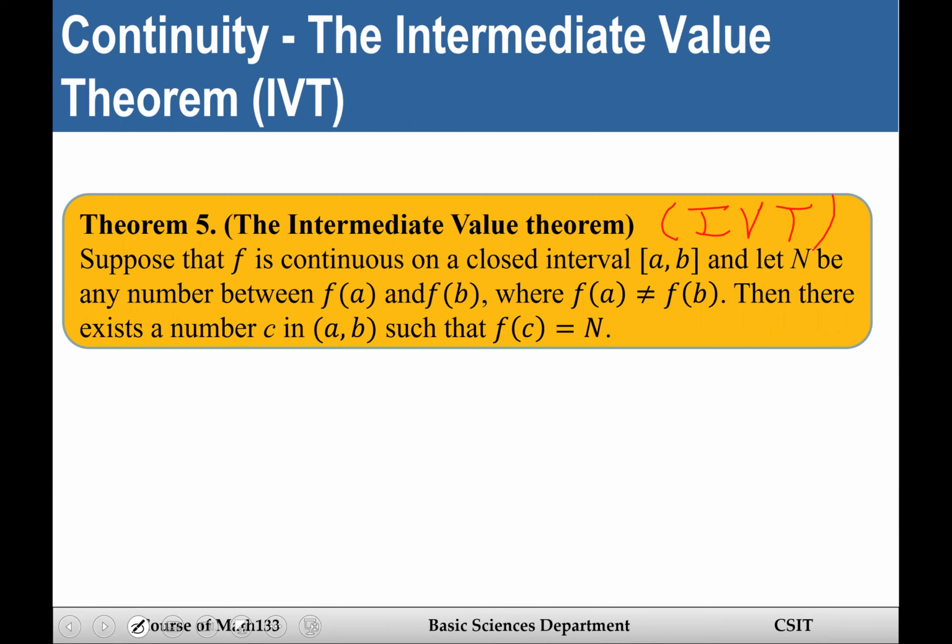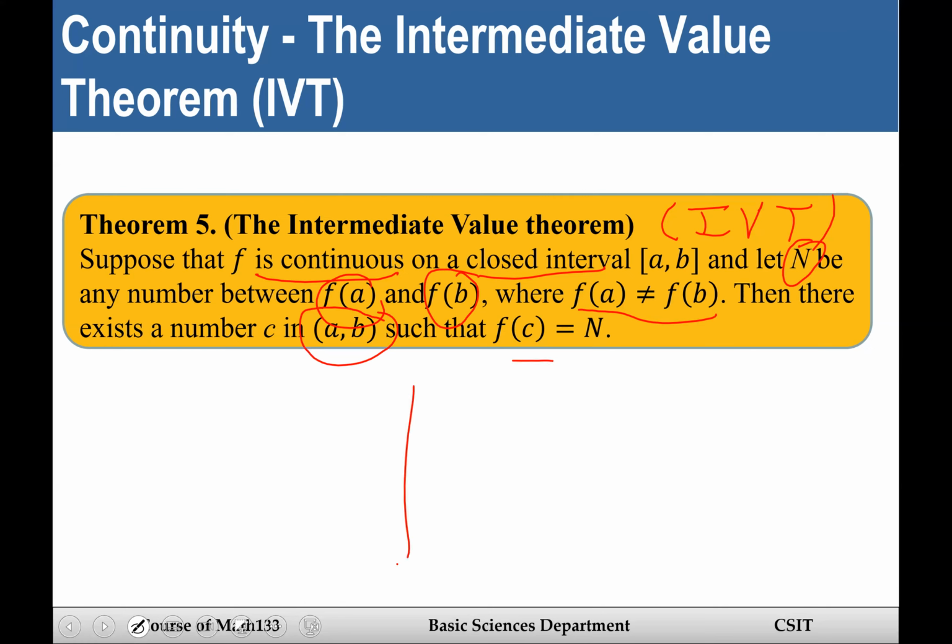The IVT says that if you have a continuous function on a closed interval [a, b], and we take a number n between the two values f of a and f of b. We don't know which one is bigger from the numbers f of a and f of b, so it's a comparison. The most important thing is that the number n is between them, whichever one is bigger. The most important thing is that they don't equal each other. Then we are certain that there is a number c in the open interval (a, b) such that f of c is equal to n.